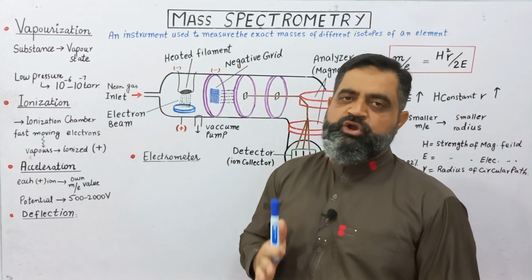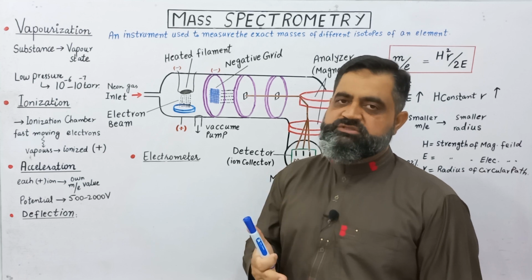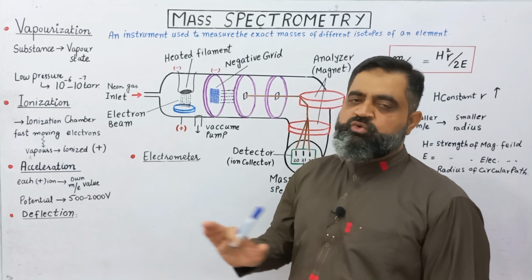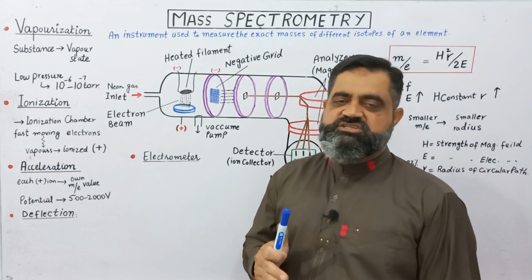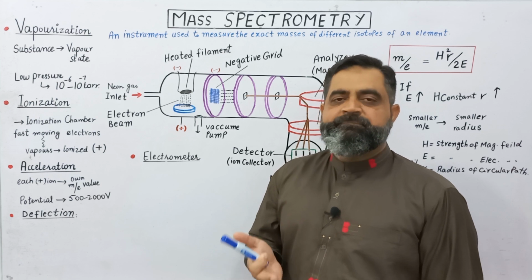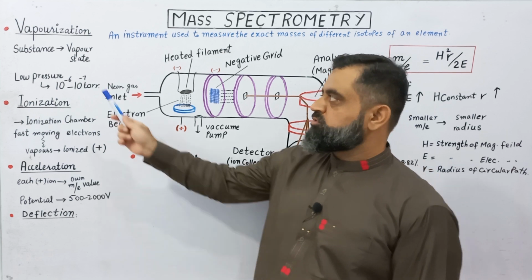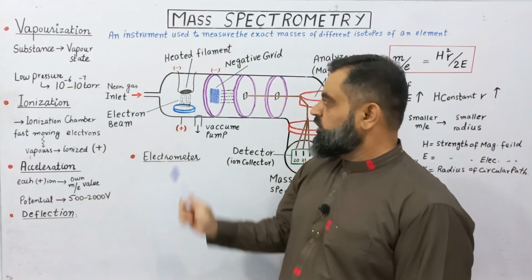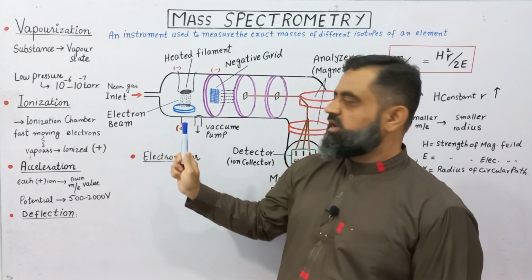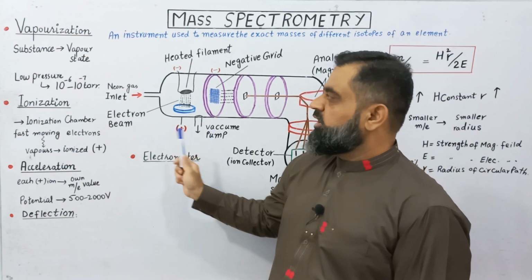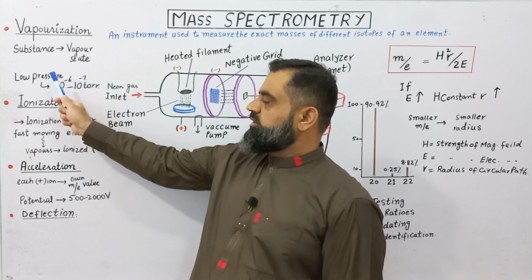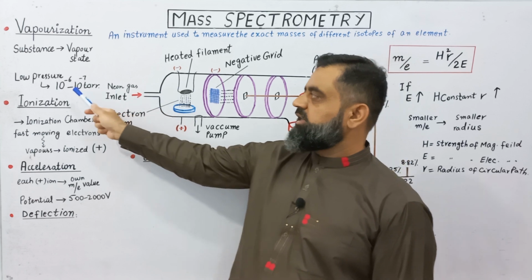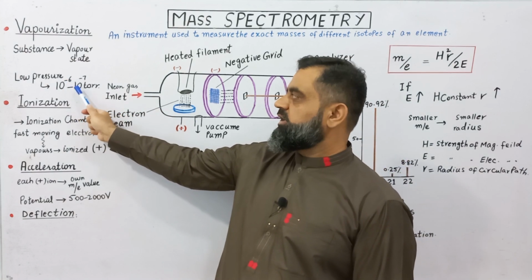First of all, we are going to convert our substance into vapors if it is not present in the vapor form. In this example, we are going to take neon gas, which is already in the vapor, gaseous form. We are going to keep a very low pressure with the help of a vacuum pump, and the pressure inside the vaporization chamber will be 10 raised to power minus 6 to 10 raised to power minus 7 torr.